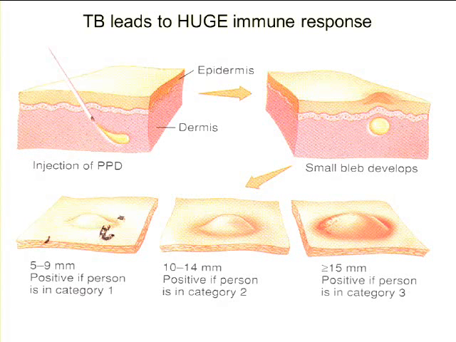And greater than 15 millimeters is positive in Category 3. Category 3 is really neither of the first two. So if someone's living in the U.S., a low-risk country, and does not have HIV, then a larger bump is what's considered normal.